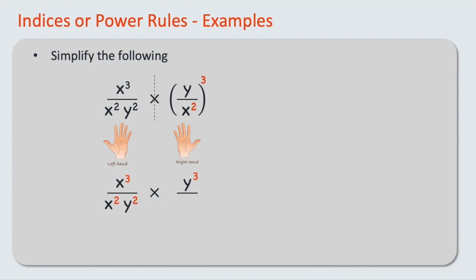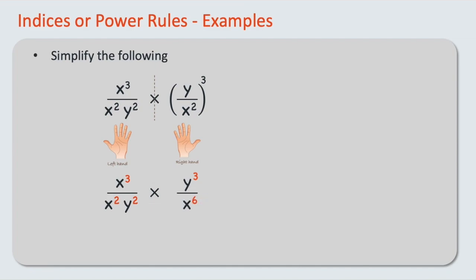of 3. And applying the power rule, the indices or powers in this case are multiplied together, as shown. x is now raised to the power of 2 multiplied by 3. That is, x is now to the power of 6.